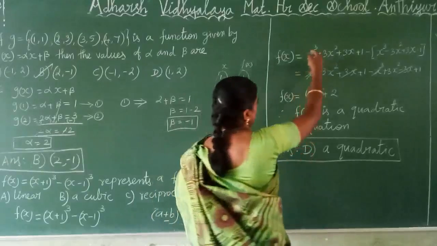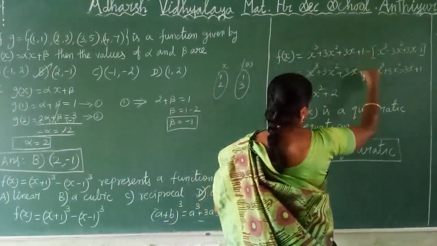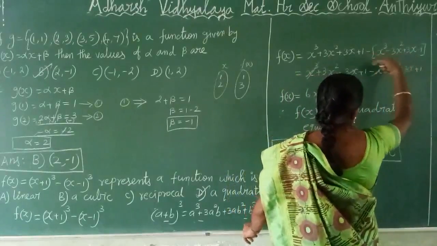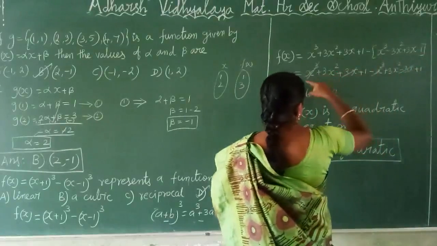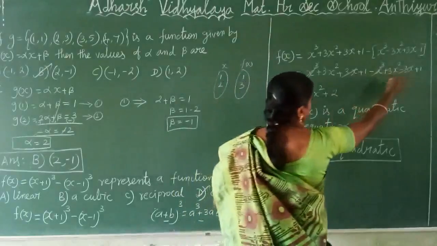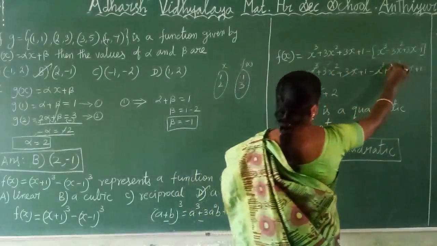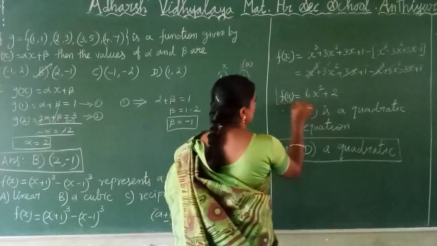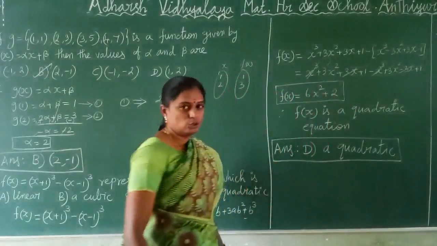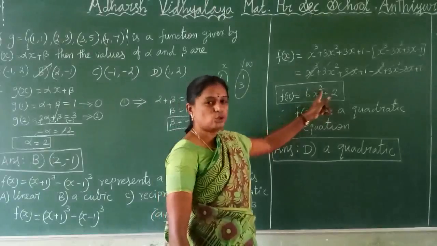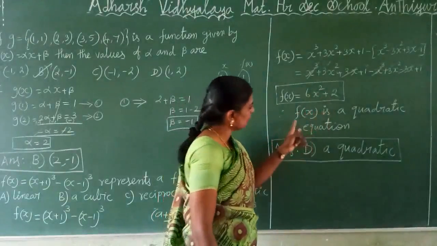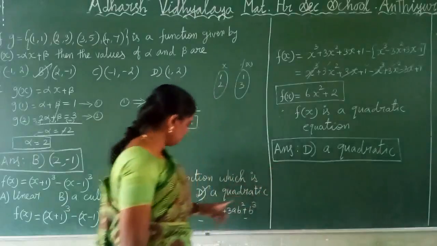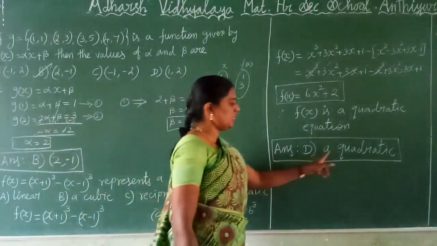Applying, what do we get? x cube plus 3x square plus 3x plus 1, minus, and inside: x cube minus 3x square plus 3x minus 1, so minus into minus gives plus. So x cube cancels, plus 3x minus 3x cancels. At last we get 3x square plus 3x square, 6x square, and 1 plus 1, 2. At last we get f of x equal to 6x square plus 2. So what is the power? 2. 2 means that is a quadratic equation. Therefore f of x is a quadratic equation. Which option? Fourth option. So answer B, fourth option.